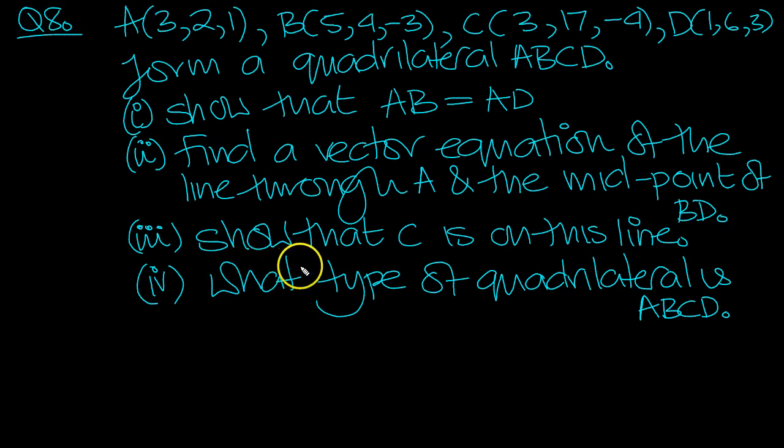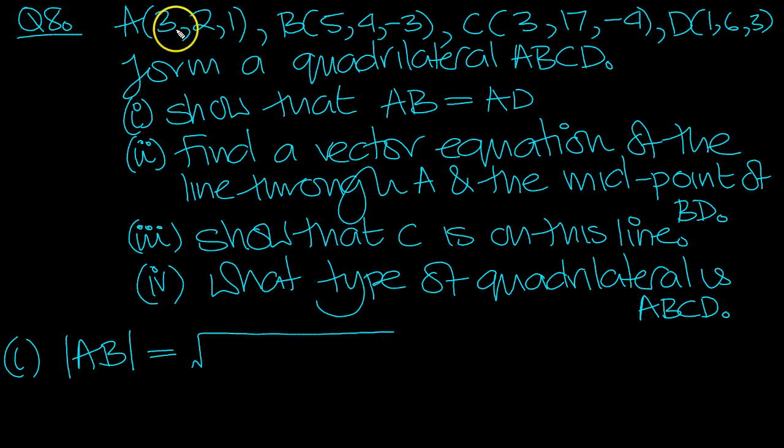Here it is here. So AB first of all then. The modulus of AB, use Pythag, A to B will be: the difference between these is 2, so it's 2 squared. The difference between 2 to 4 is another 2, so that's 2 squared. And then 1 to minus 3 is a difference of 4, so that would be 4 squared. 16, 20, 24, so that's root 24.